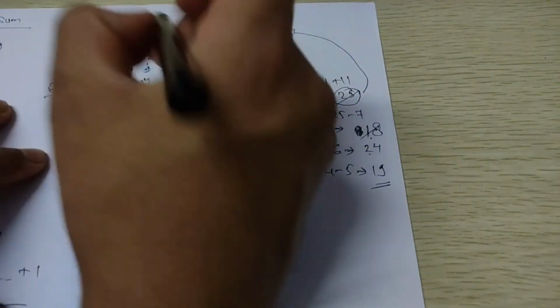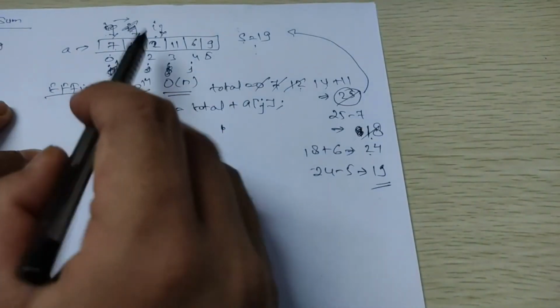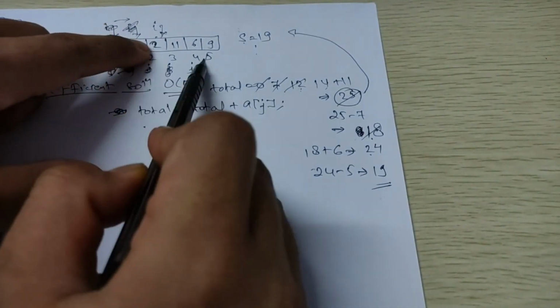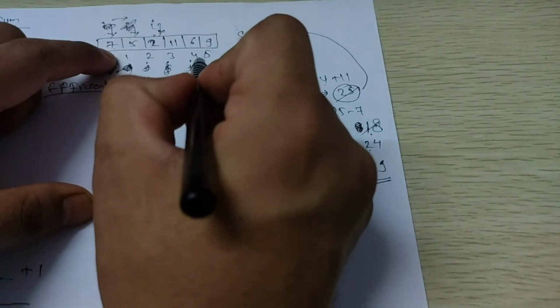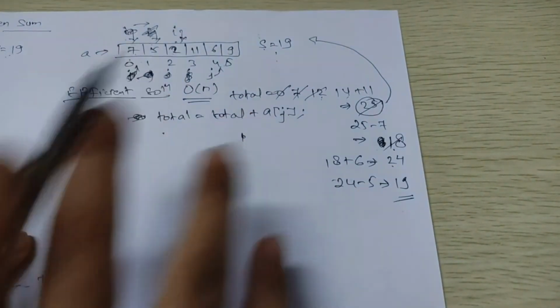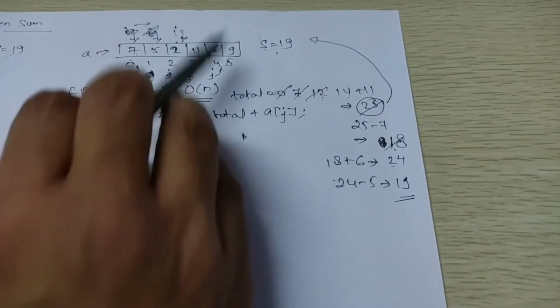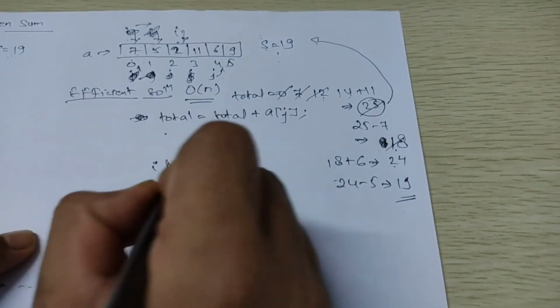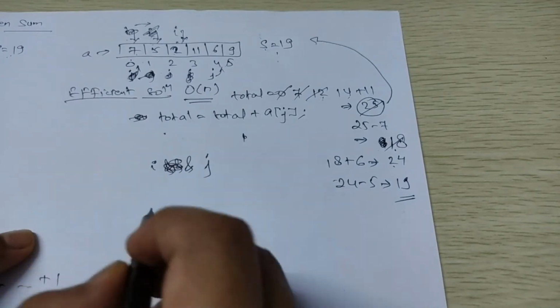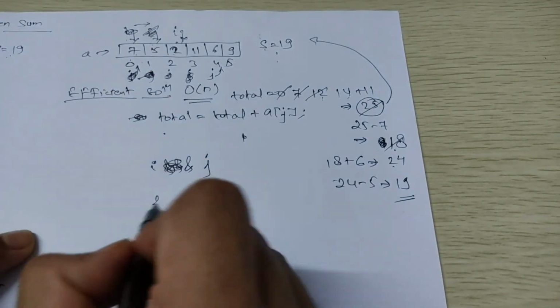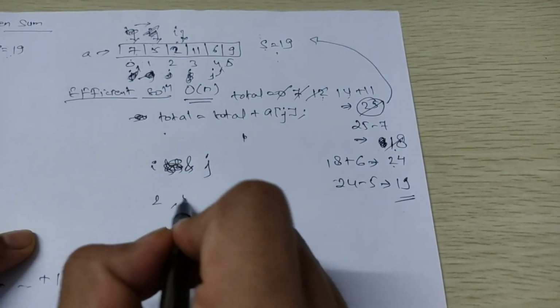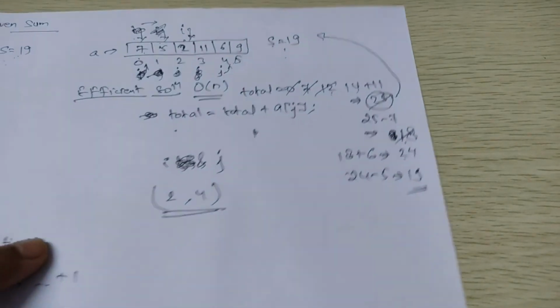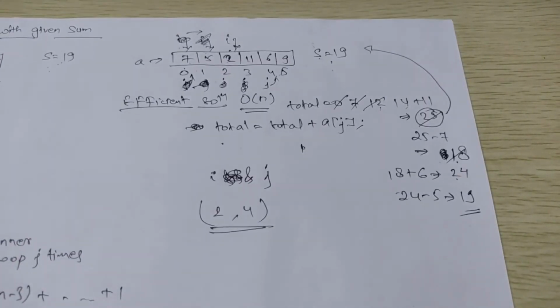So this is our I. Okay, so I is here and j is here, and now you can see you will stop the whole process because the total becomes equal to the sum. So now you can print I and j, which is I is at 2 and j is at 4. So these are the positions of this subarray which is equal to the given sum.